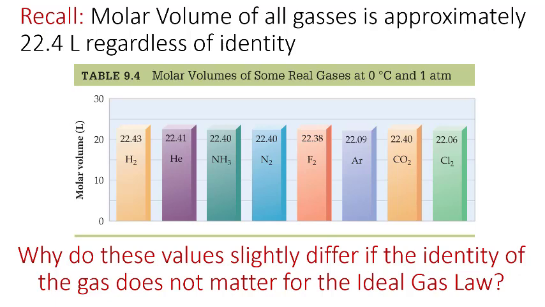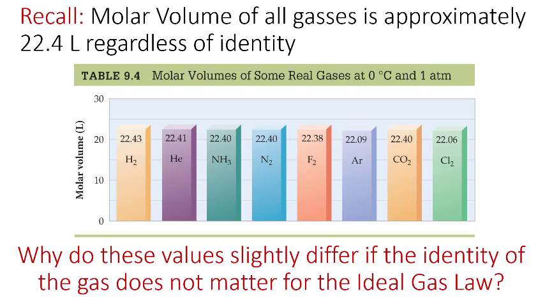Okay, next we want to discuss the behavior of real gases that actually exist in the world as we know it. So if you recall, we previously presented data showing the molar volume of all gases is approximately 22.4 liters regardless of the identity. And I showed you all of these different individual gases that showed that all of their volumes of 1 mole of that gas are very close to that 22.4 liters. But you should have noticed that there was slight variation in the actual volume of each of these individual gases.